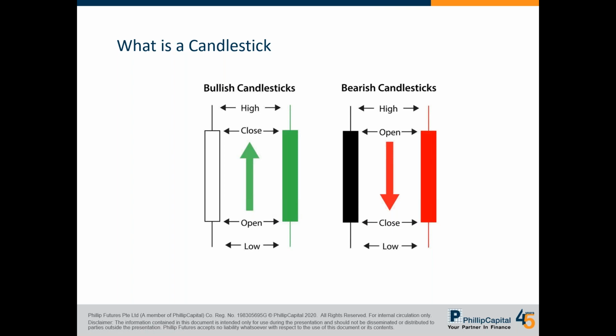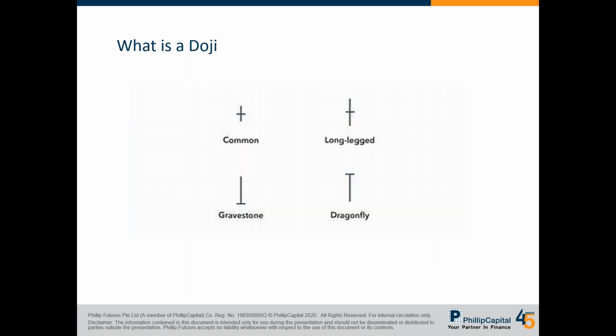All right, now the candles can also appear in some formations, like doji, gravestone, dragonfly. So what are all these things, right? Essentially, a doji is a candlestick chart pattern. It is a formation that occurs when the market open price and the close price are almost exactly the same. As you can see here, this one is the common doji.